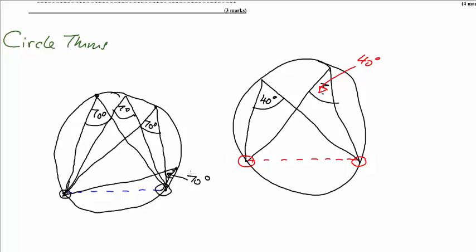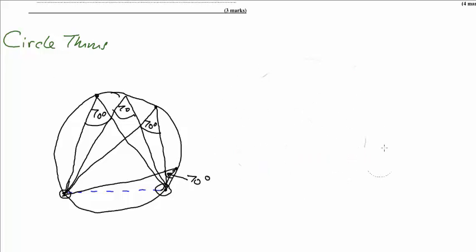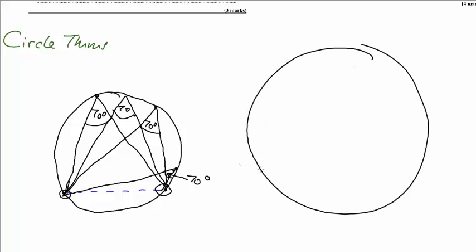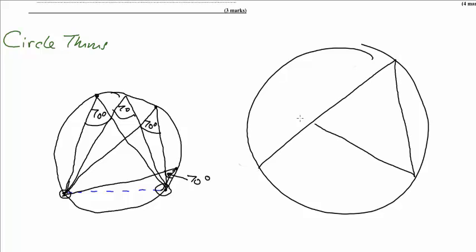Okay, so another kicker now. What if I told you this? We'll do another question. Say this is 83 degrees. What is this one? Hopefully you said it's 83, because it comes from the same chord. So that's really the first circle theorem.